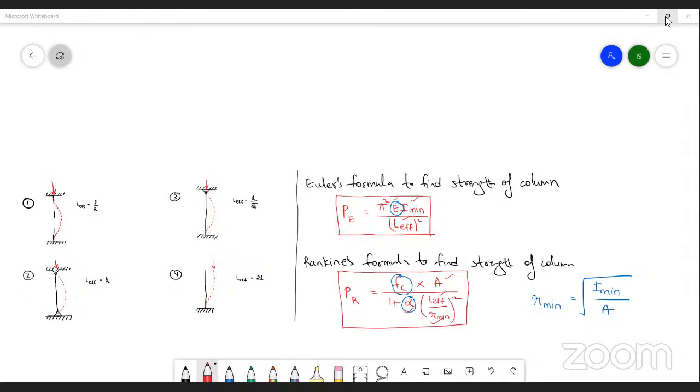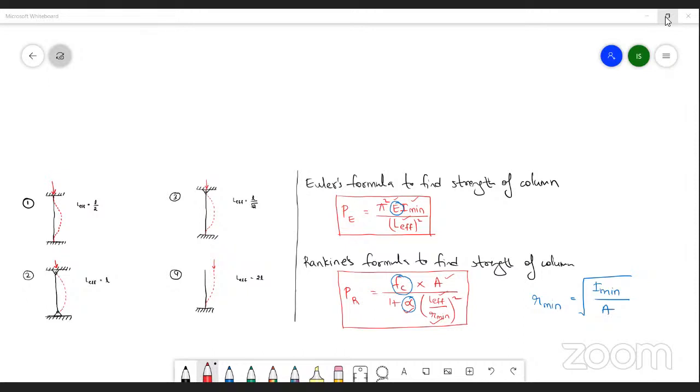So in the previous video, I explained to you about the columns and struts. I also explained the difference between what exactly is a column and what is a strut. And then we also got to see the types of columns based on the slenderness ratio. And then I even explained to you the different end conditions of the column and the way in which we can derive the effective length of the column. And then finally, I explained Euler's formula and Rankine's formula.